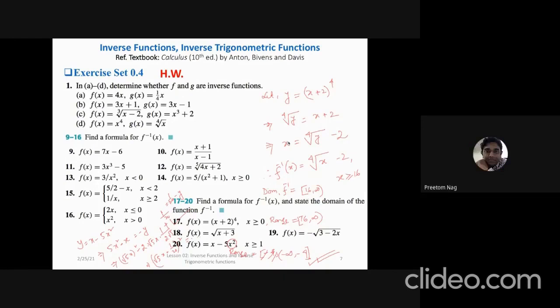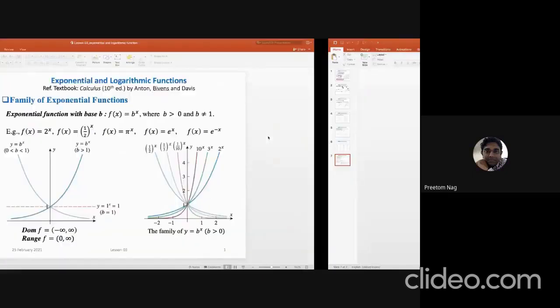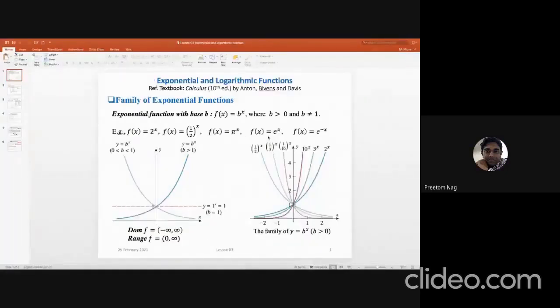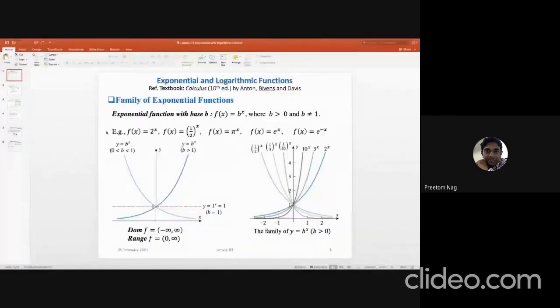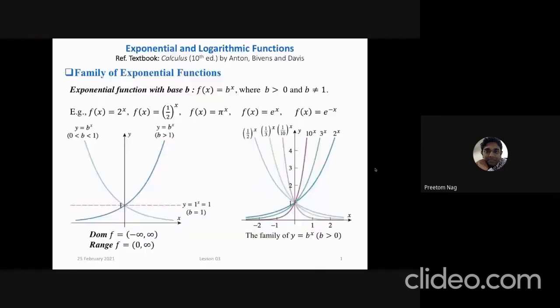Let's complete this lesson here, and we will now move to the next lesson, which is lesson 3. Lesson 3 deals with exponential and logarithm functions. In our last lesson, lesson 2, we covered inverse functions and inverse trigonometric functions. We are closing lesson 2, and lesson 3 will be starting now: exponential and logarithm functions.